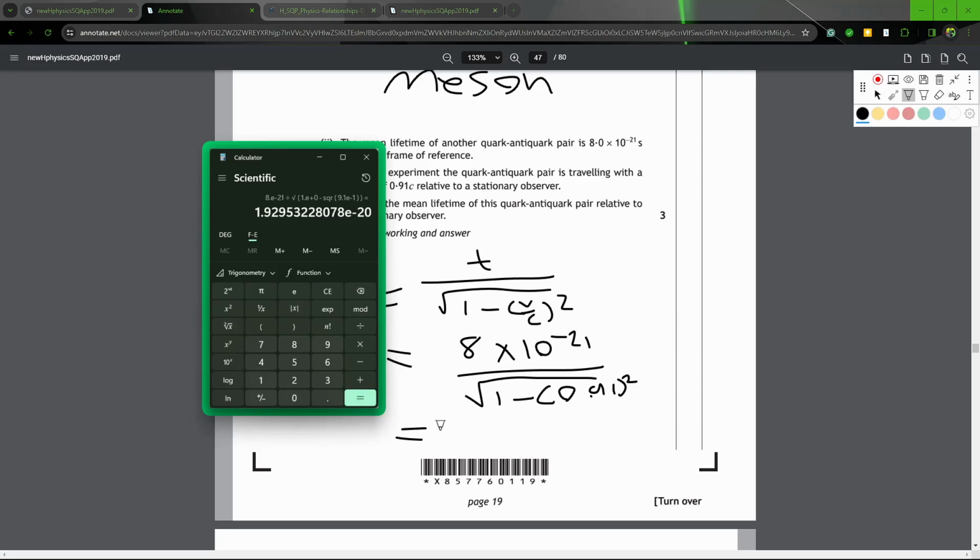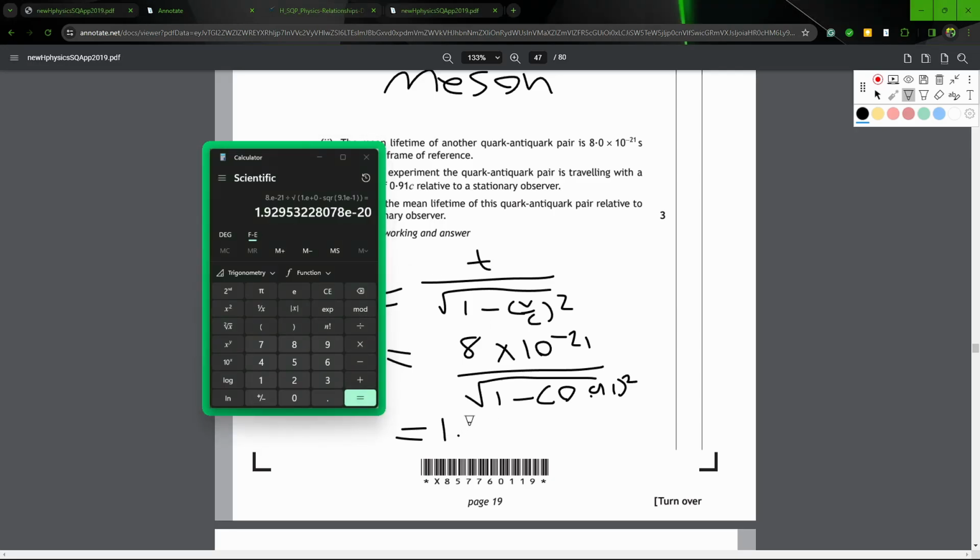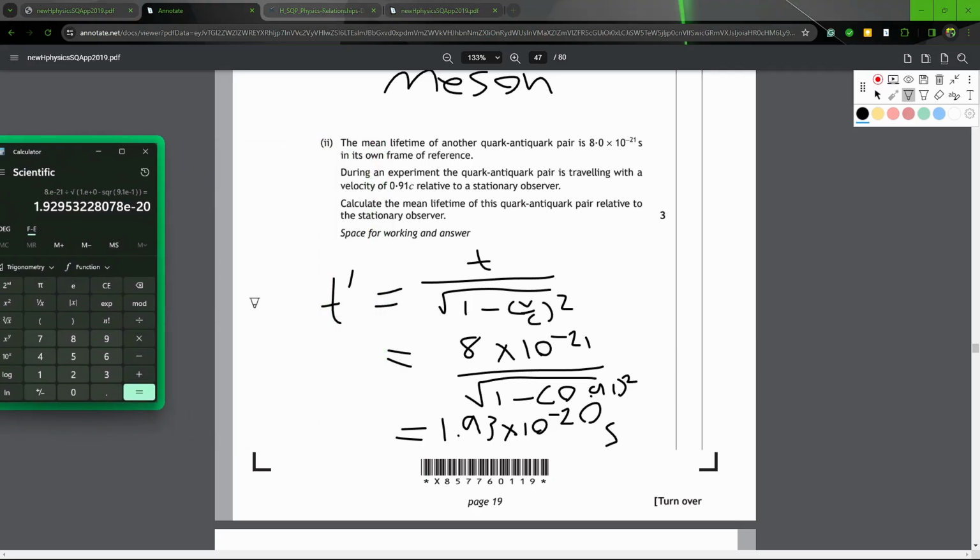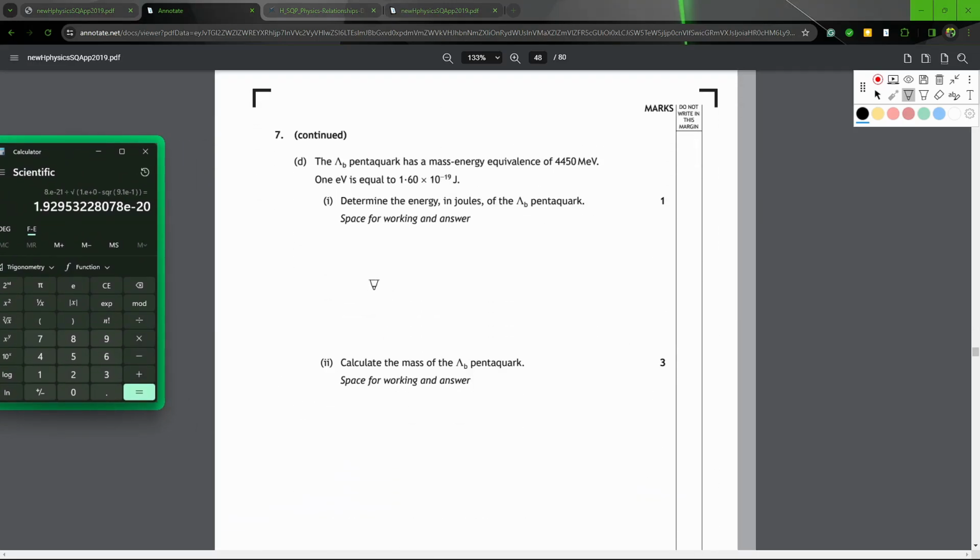There we go. We figured out that its answer is 1.93 times 10 to the minus 20 seconds. And we're sorted. Right, moving on.